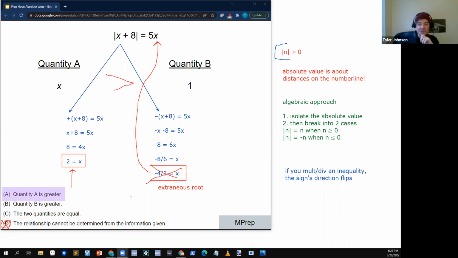As far as the GRE is concerned, there's really 3 situations where you might encounter an extraneous root. One of them is, like we saw here, where we have variables both inside and outside of the absolute value symbols. Another situation where that might arise is where you have variables both in and out of an even ordered root, like a square root or a fourth root. And this third situation is that we have a variable in the denominator.